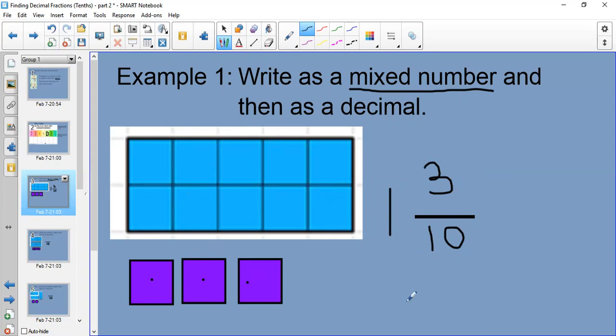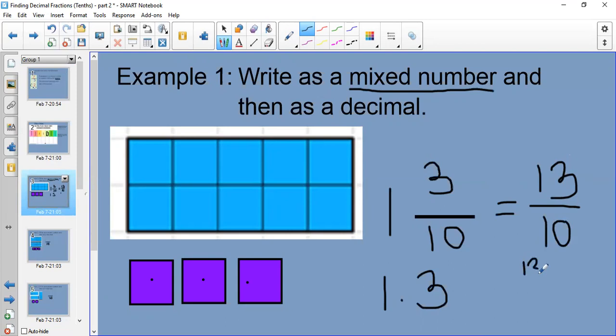To write this as a decimal, all you're doing is writing 1.3, okay? Because essentially this is the same as 13 over 10. But we know that if we did 13 divided by 10, like this, our decimal point has to move back one space because we're dividing by 10, and it equals 1.3. So we've written it as a mixed number, 1 and 3 tenths, and we've written it as a decimal, 1.3.